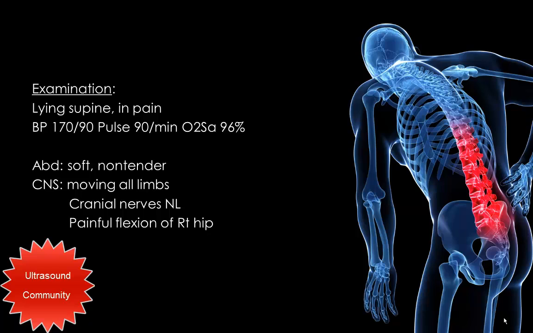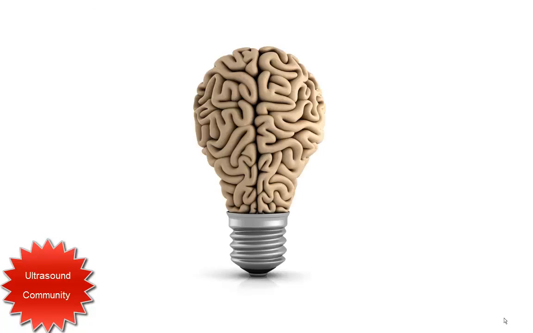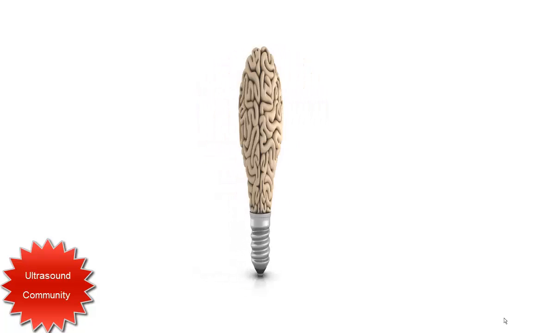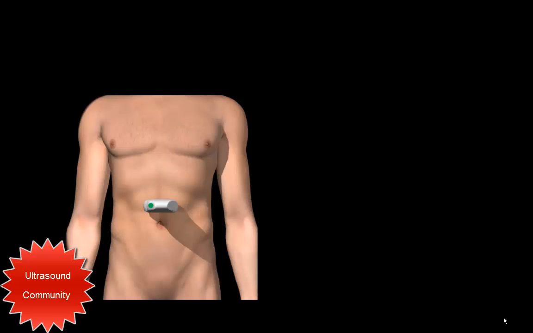So at this time we stopped and thought we had to rule out subarachnoid hemorrhage because of the occipital headache. But head CT came normal, so the next step we really thought, is it really possible to have aortic dissection as a cause of back pain? And the next step here is to move to the ultrasound. So we conducted focused ultrasound of the abdominal aorta.